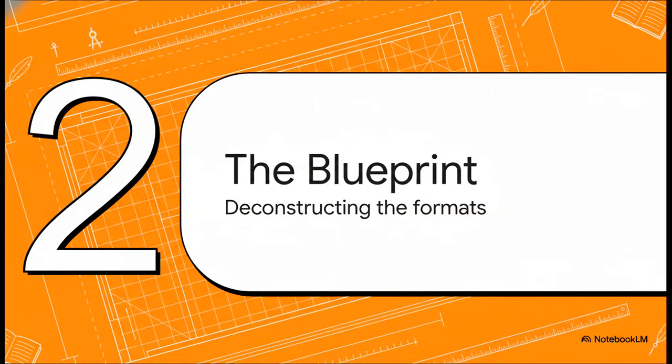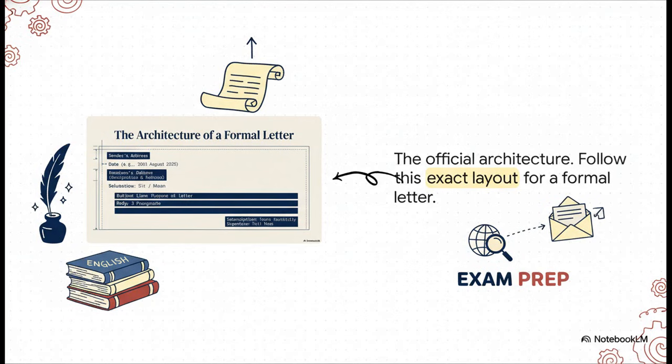All right, now for the part where you can score some really easy marks. Let's look at the blueprint, the exact structure for each letter. Okay, check this out. This is the exact architecture of a formal letter. You've got to follow this to the letter, no pun intended. You start with your address on the top left, then the date, then the person you're writing to.